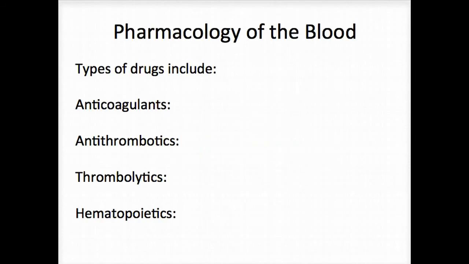Let's kick off this lecture series by discussing pharmacology of the blood, specifically the types of drugs that we're going to use to control what happens in the blood. So anticoagulants, okay, these are going to inhibit the coagulation of blood. And the most important are things such as heparin and warfarin.